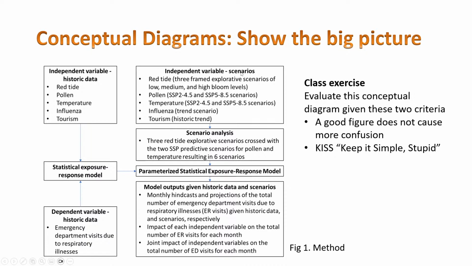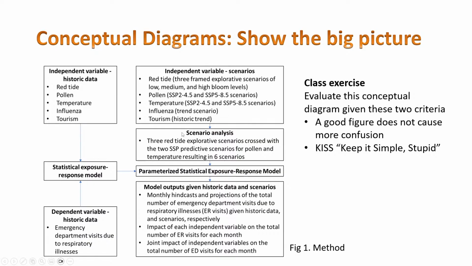Now, these are scenarios. Scenarios mean something in the future. For red tide, I have a 3-frame explorative scenario of low, medium, and high plume. This means in the future. For pollen, I have these two scenarios. For temperature, I have these two scenarios. For influenza, I have only one trend scenario. For tourism, I have one historic scenario. So these are the scenarios that I will be investigating.